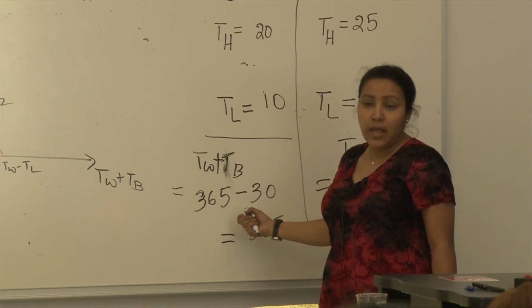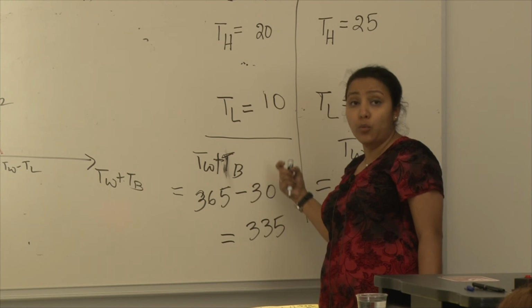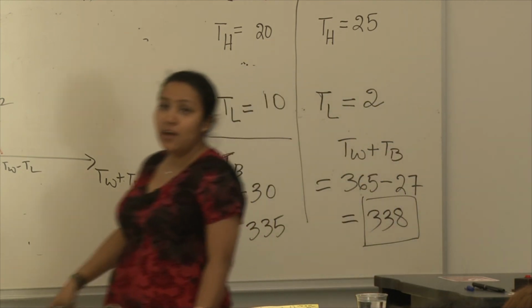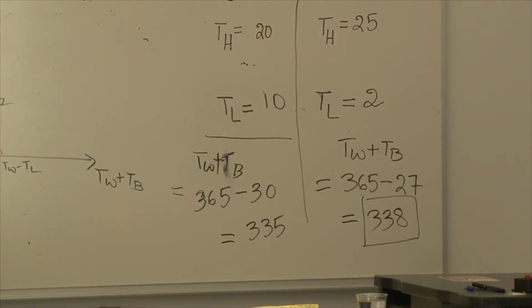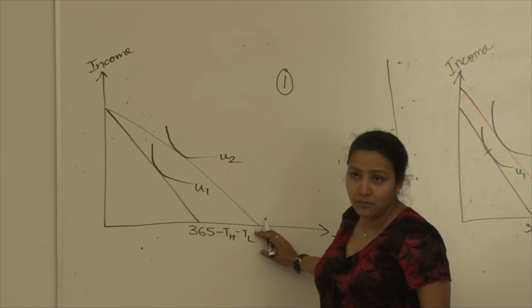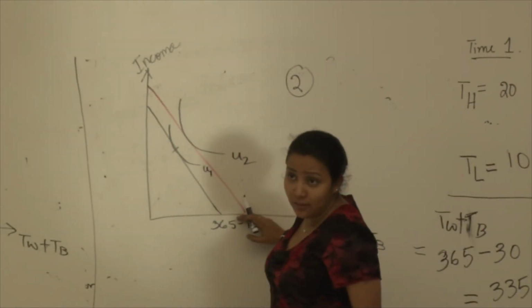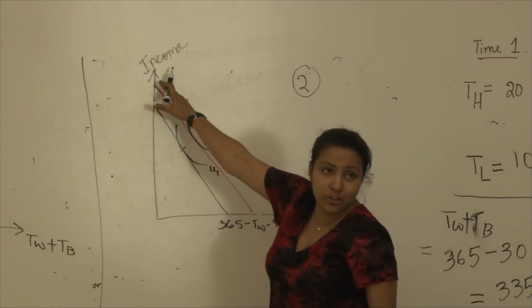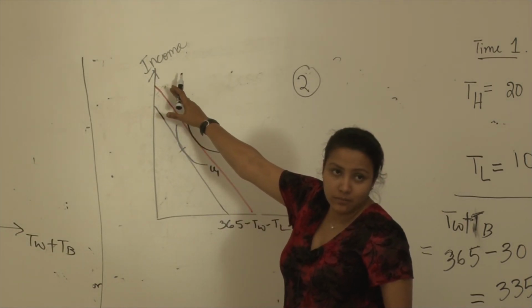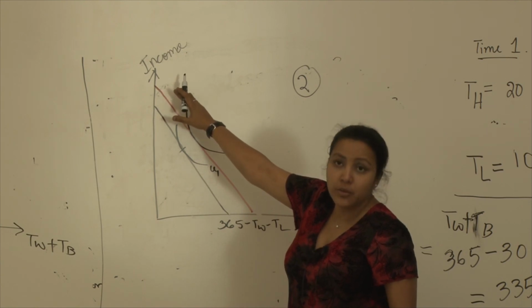Okay? And when you have more time available for leisure or work, you definitely are going to get a higher utility. And that higher utility could come just from additional leisure, or it could come from additional leisure and additional potential income due to work. Do you see what I am saying? Did you get that down?